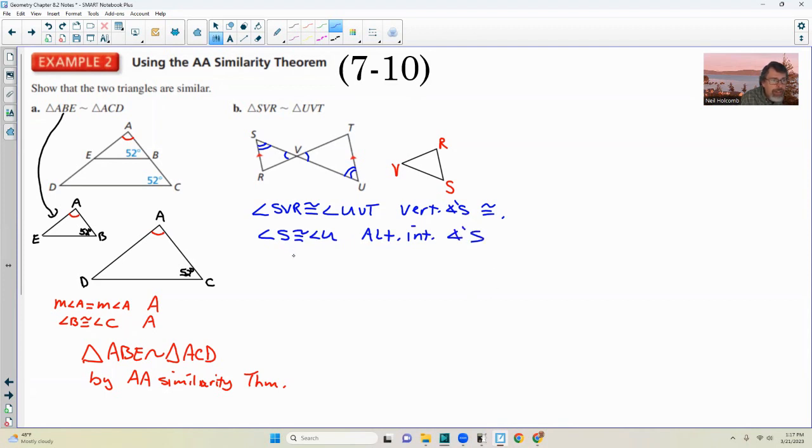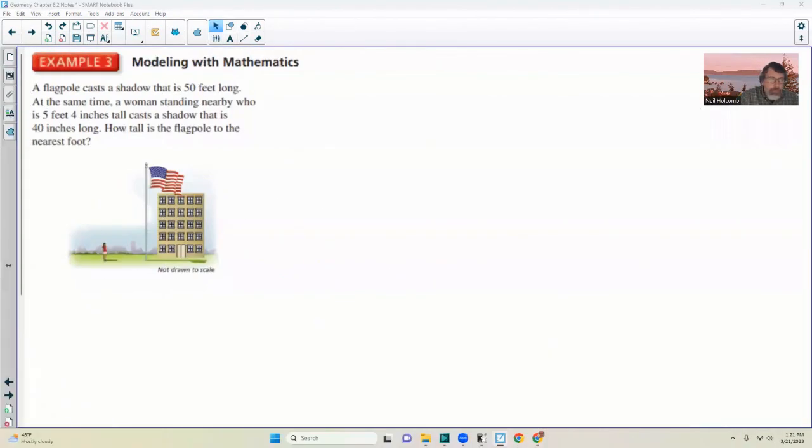And so now I know that triangle SVR is, oops, not equal, not congruent, but similar, one squiggle, triangle UVT. And the reason is by the angle similarity theorem. All right, so now that I've done these two examples, you should be able to do problem numbers 7, 8, 9, and 10 in your exercises.